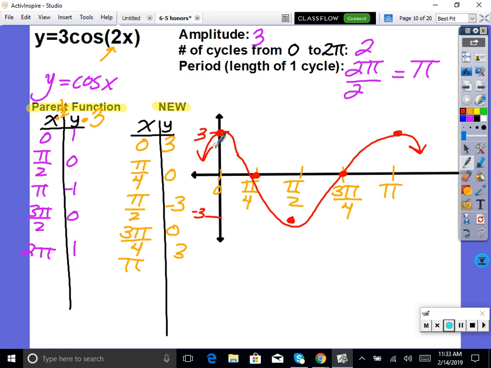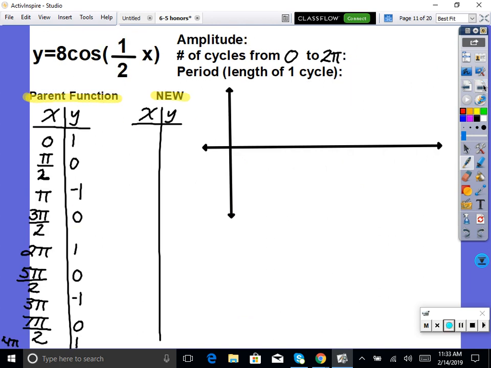Questions? No? Yes? Does that make sense? Okay. I won't do any more of that caliber, but I need you to tell me what I would do here. So, right here, what would I do? My amplitude is 8, obviously, correct? So I would times my y values by 8. What would I do to my x values? Times them by 2. Okay.